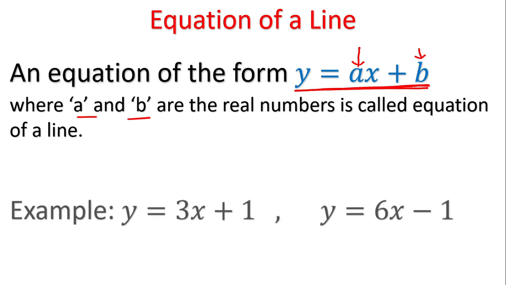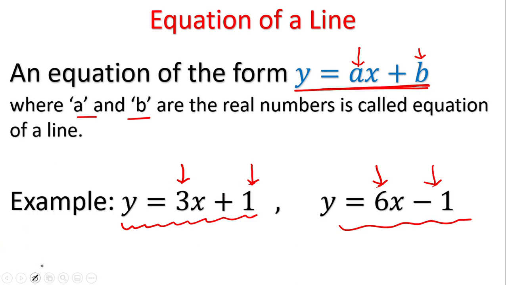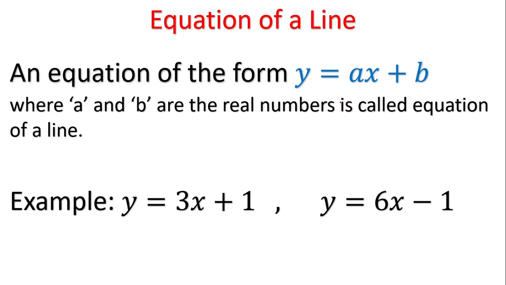For example, what I have taken here for you, you see one example, y is equal to 3x plus 1. So you can see in place of A I have taken 3, and in place of B I have taken plus 1. And here another example, in place of A I have taken plus 6, and in place of B I have taken minus 1. Okay, so this is the equation of a line. So you must remember this thing, that any equation written in the form of y is equal to ax plus b is called the equation of a line.